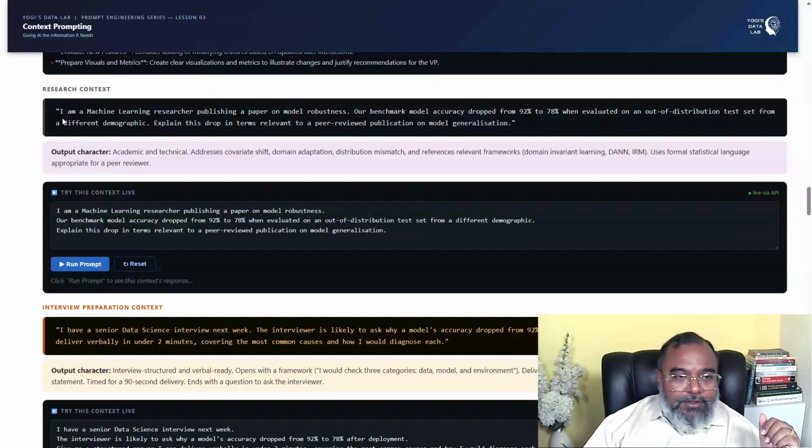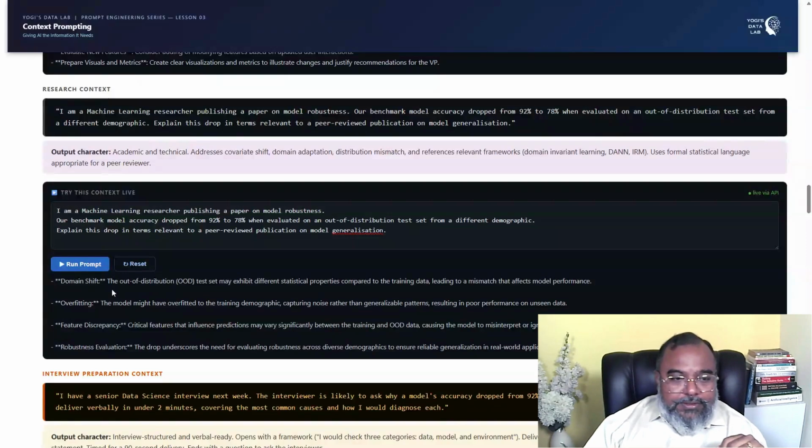Let's say here, you go ahead with: I'm a machine learning researcher publishing a paper on model robustness. A benchmark model's accuracy dropped from 92 to 78% when evaluated on an OOD test set, which is an out-of-distribution test set from a different demographic. Explain this drop in terms relevant to a peer-reviewed publication on model generalization.